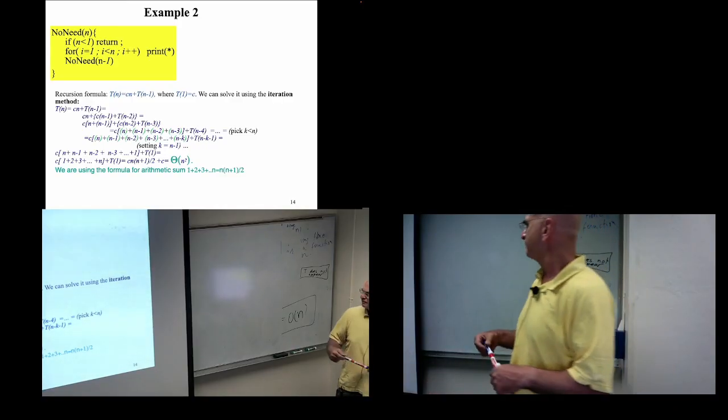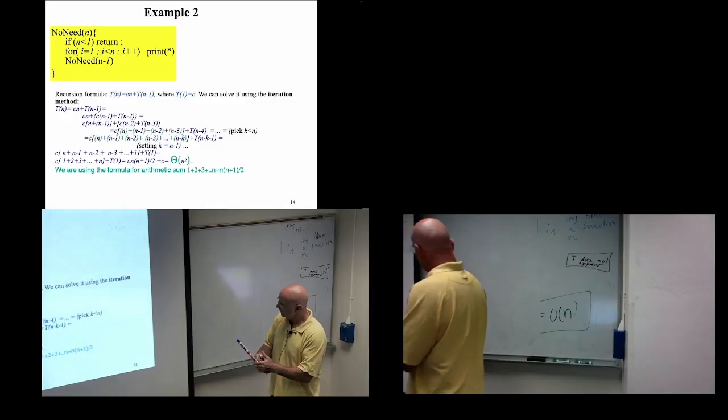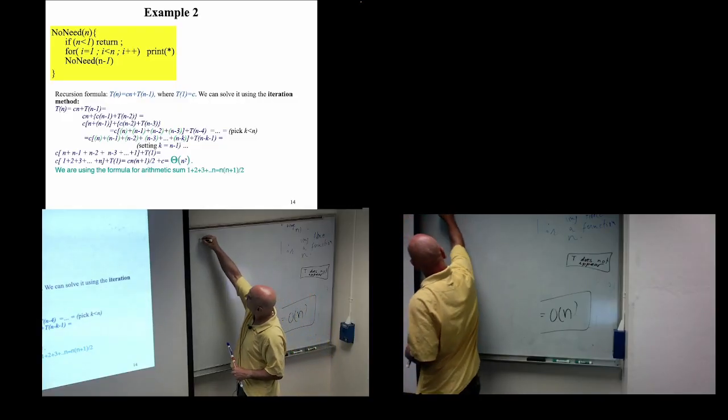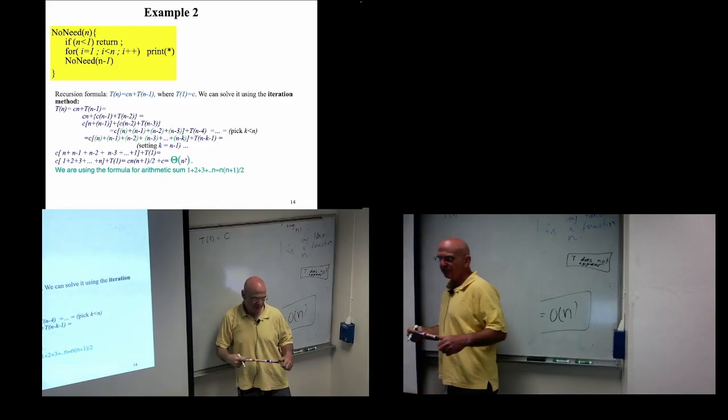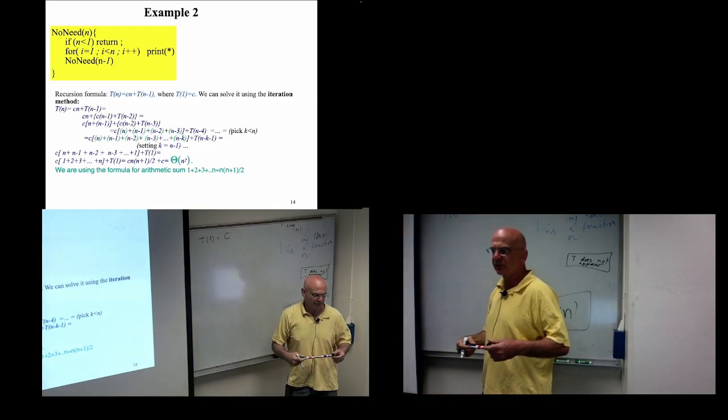Okay, so first, what is a recursive formula? T of 1 equals, just like before, a constant. Maybe it's a different constant, still a constant.